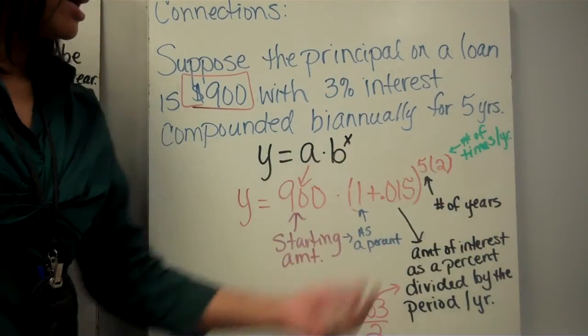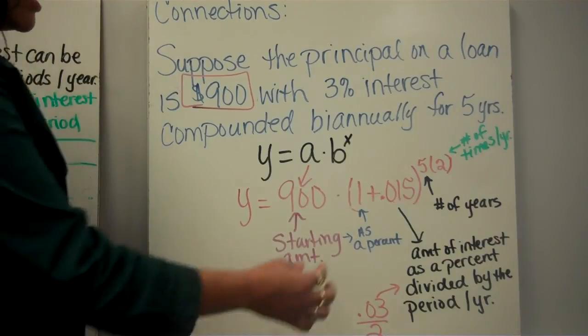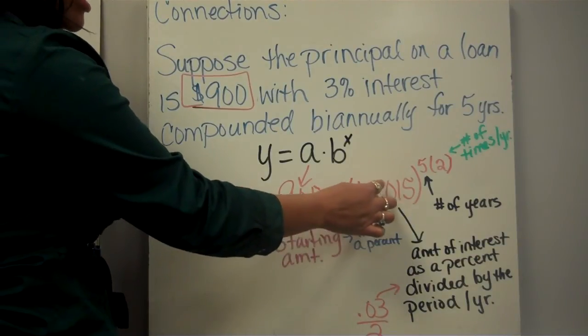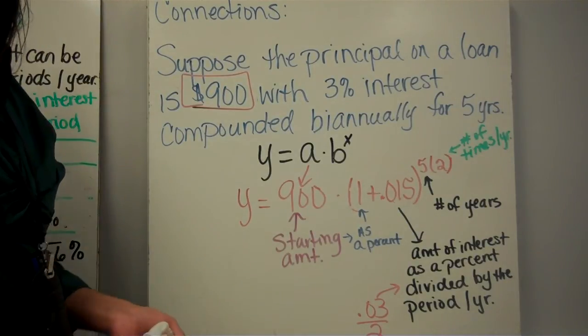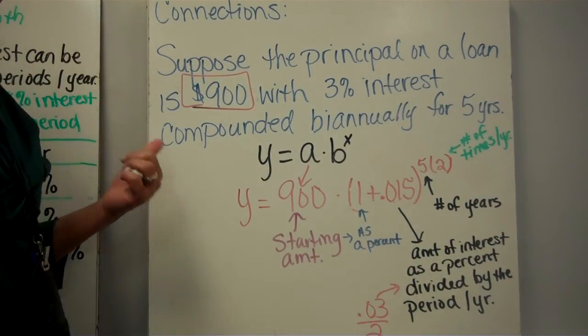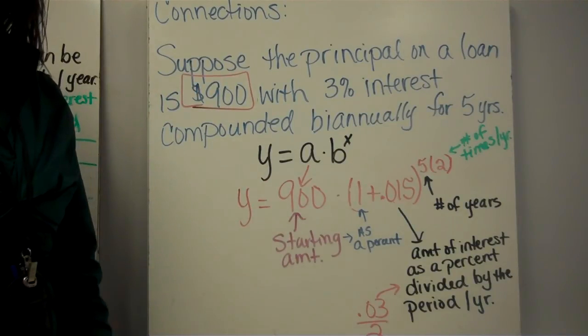This exponent combined is to the 10th power. So basically I'm going to have 1 plus 0.015 to the 10th power, and that's how I will find out how much interest and money I'm going to get in the 5-year period biannually.